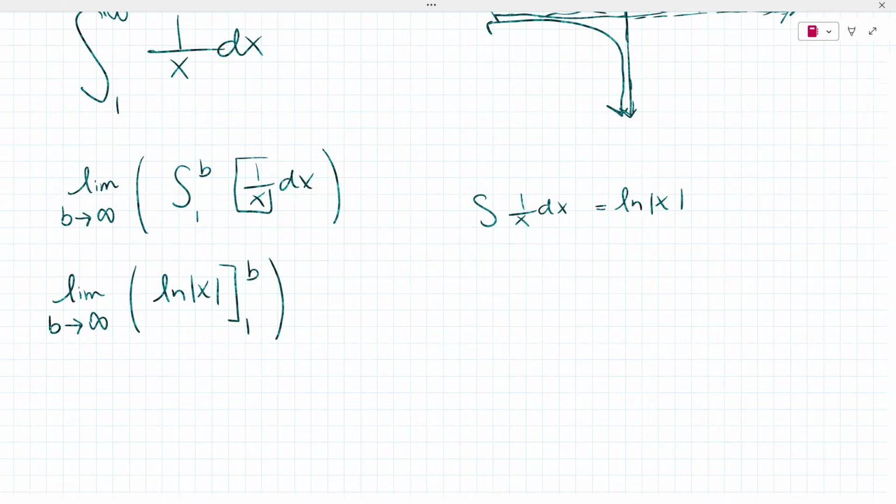And then you write it out as the limit as b goes to infinity, and you just apply the fundamental theorem: you do the upper minus the lower. So ln of the absolute value of b minus ln of the absolute value of 1, right? Just the simple fundamental theorem. And then remember, our limit is b going to infinity.